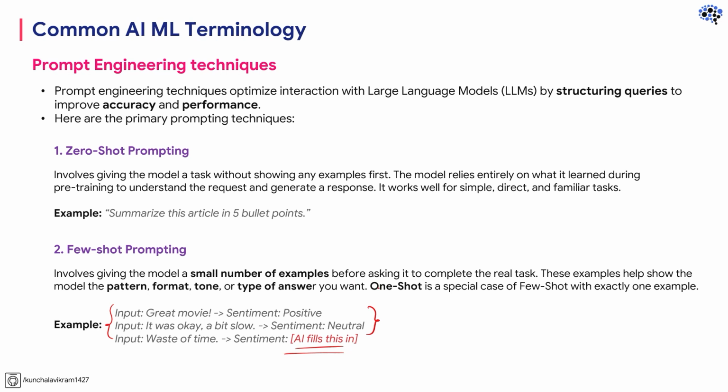And one shot is a special case of few shot prompting, where you just give the model exactly one example, right? You just give one example, and the model will follow that example.